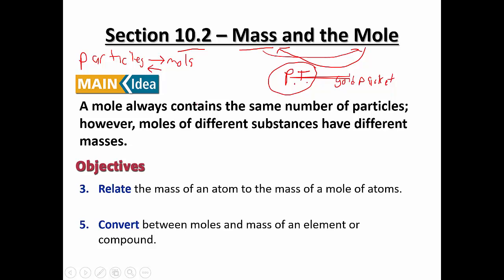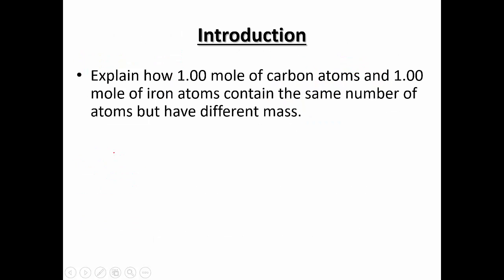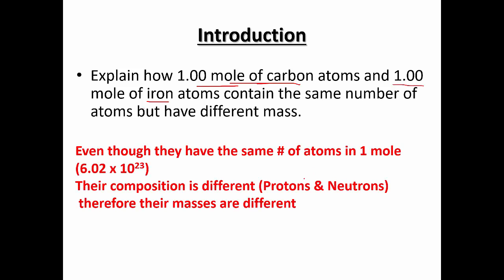So what we're going to be looking at today is that a mole always contains the same number of particles, but their masses can be different. Our focus for today is the idea that if you have 1 mole of carbon and 1 mole of iron, they contain the same number of atoms but a different amount of mass. Even though you have the same number of atoms in 1 mole, 6.02 times 10 to the 23rd, their composition is different. The number of protons and neutrons are different. Those will be our two key parts.